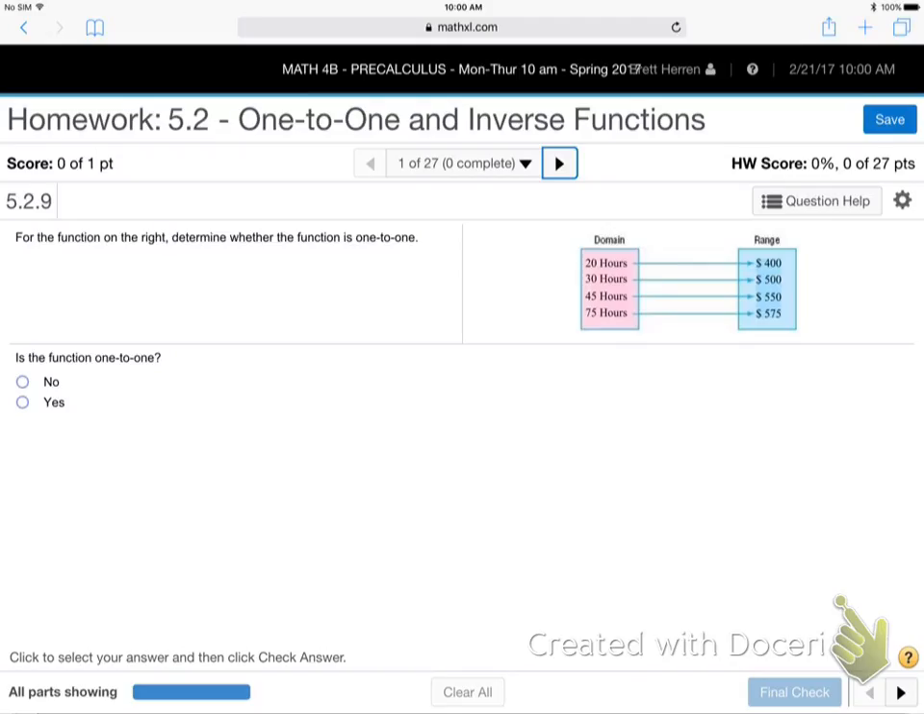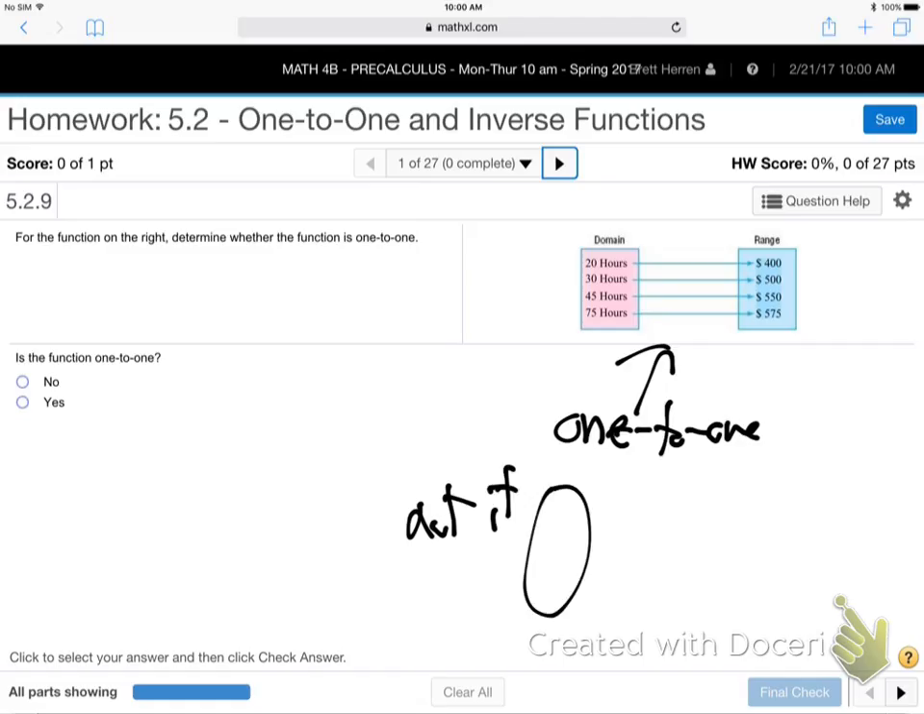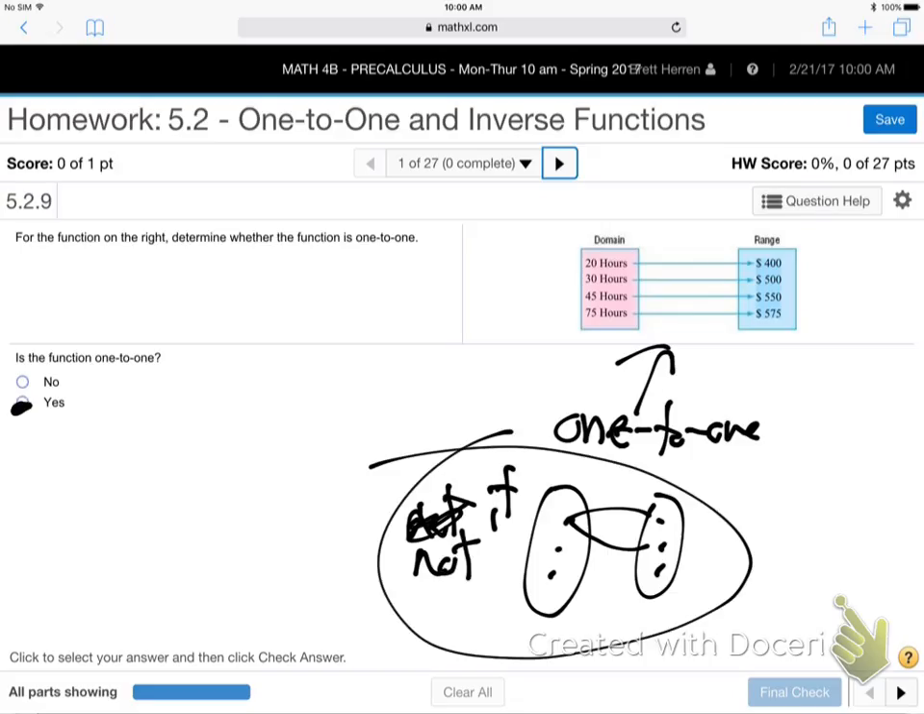Is that a one-to-one function? Well, the name gives it away. Is it one item in the domain with one item in the range? Just look at it. It's not one-to-one if you have one thing going to two things, then it's pretty obvious that would be a no. So this one's a yes. That one's one-to-one, easy enough.